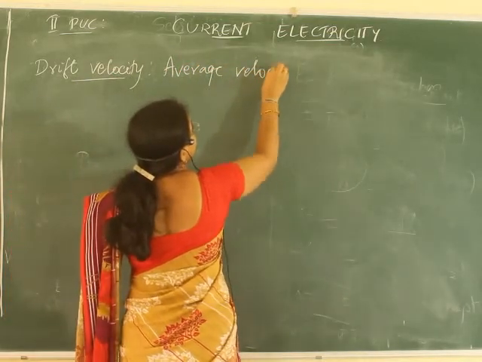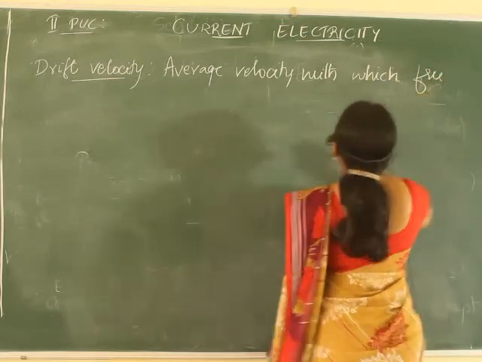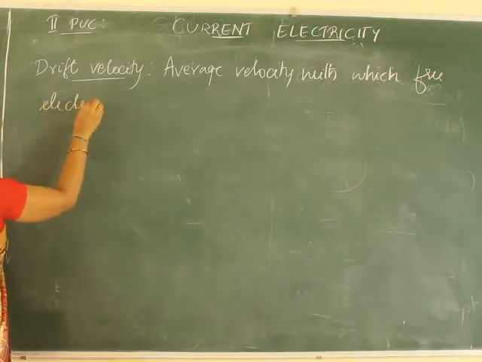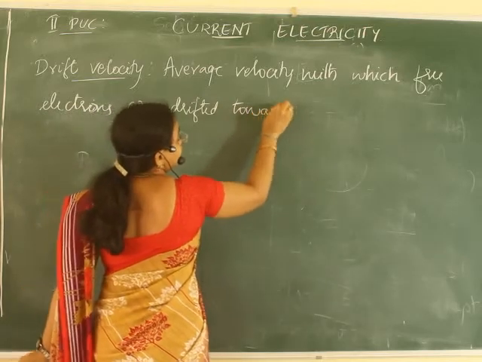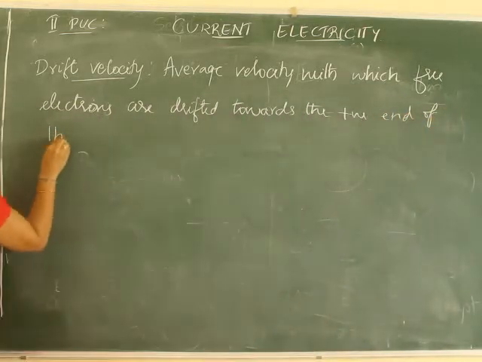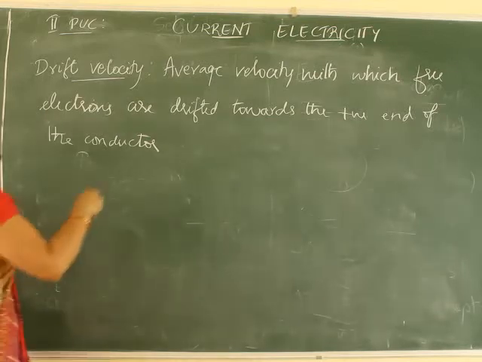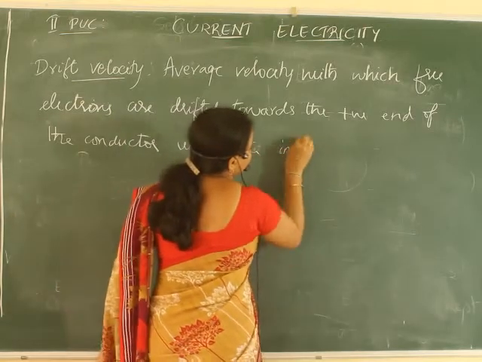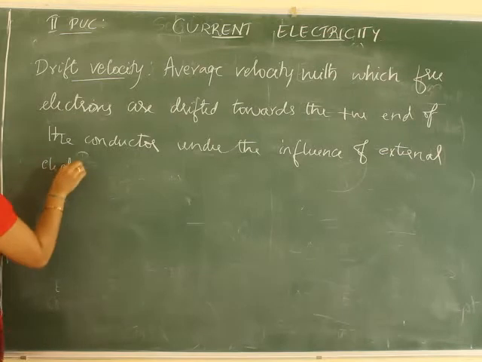Average velocity with which free electrons are drifted towards the positive end of the conductor under the influence of external electric field. Write positive with the correct spelling, okay?